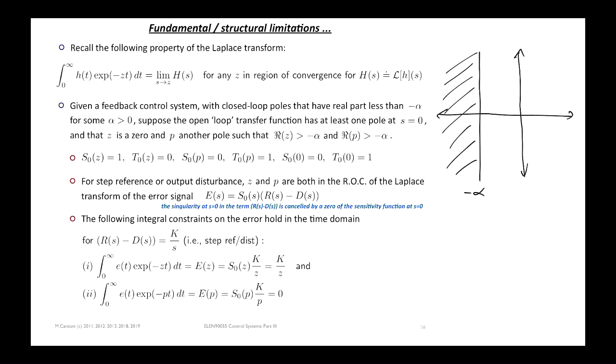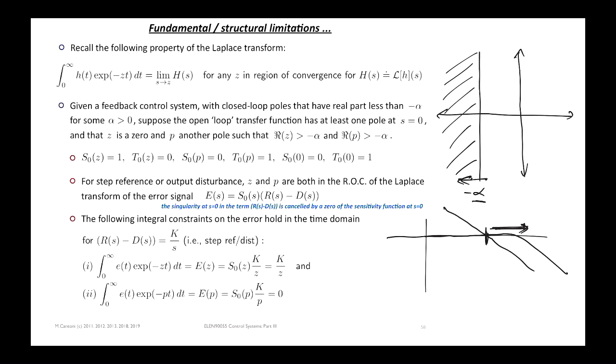Intuitively, we can think of the crossover frequency as being related to alpha. As we push the crossover frequency to the right, it's like making the complementary sensitivity function have a wider bandwidth. So you'd expect that to be consistent with something that is faster. So pushing the crossover frequency to the right will push this line to the left. The further this line is to the left, the faster the closed loop is. The further the crossover frequency is to the right, the faster the closed loop is.